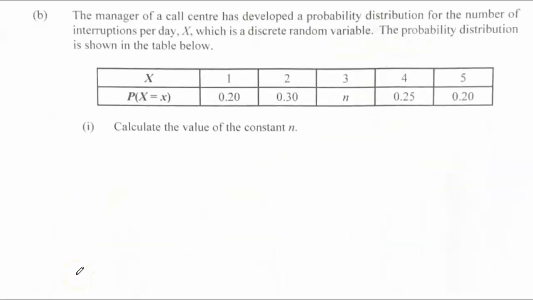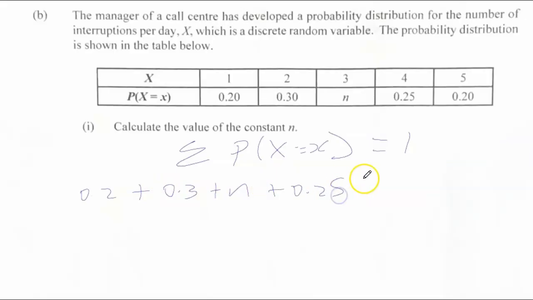Part B. The manager of a call center has developed a probability distribution for the number of interruptions per day, X, which is a discrete random variable, and we can see the distribution table below. Calculate the value of the constant N. Now we know that the sum of the probabilities must be equal to 1. So when we add all the probability values, 0.1 plus 0.3 plus N plus 0.25 plus 0.2 must be equal to 1.